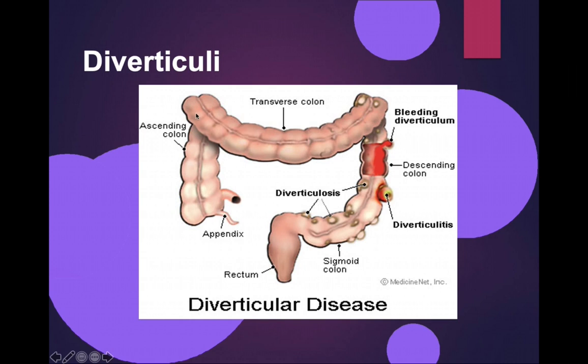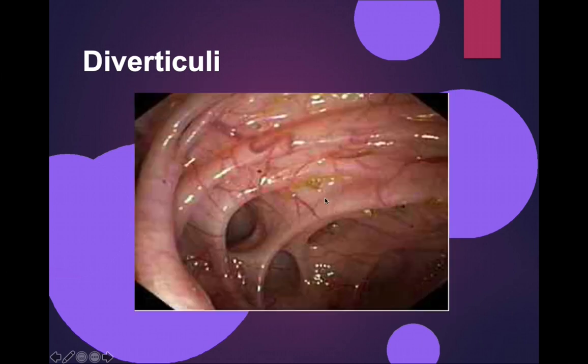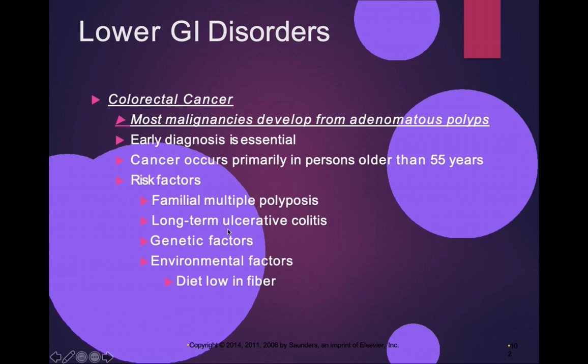So you have the ascending colon, transverse, descending colon. Here's a bleeding diverticulum. Here's diverticulitis. This one is infected or inflamed. And these are the asymptomatic ones, diverticulosis. Here you can see the outpockets. Now if bowel gets caught in here and one of these blood vessels ruptures, you can get spread of these bacteria into the blood, and you can get bacteremia or septicemia.